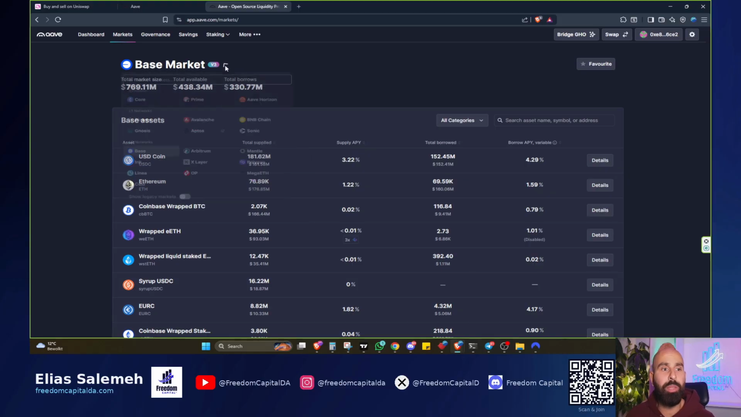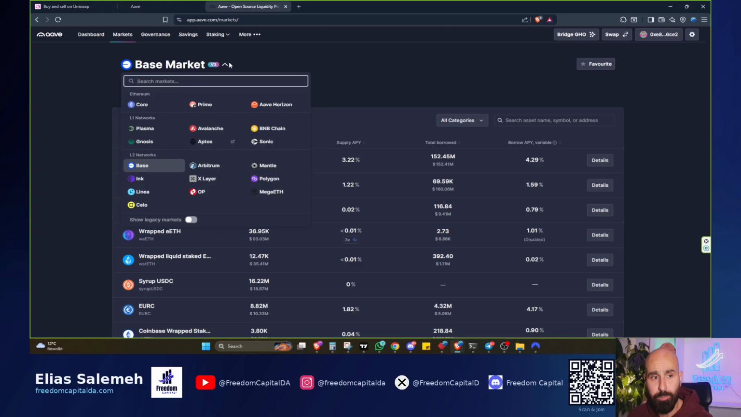So at the top here, in the drop down list, you see all the networks available on Aave, keeping in mind that Aave operates on Ethereum. Therefore, you will only find Ethereum compatible chains and EVM chains. These are, of course, Ethereum Core, Prime, and Aave Horizon. You have layer one networks such as Plasma, Avalanche, BNB, Gnosis, Aptos, and Sonic. You have layer two networks on Ethereum, which are Base, Arbitrum, Mantle, Polygon, and you name it.